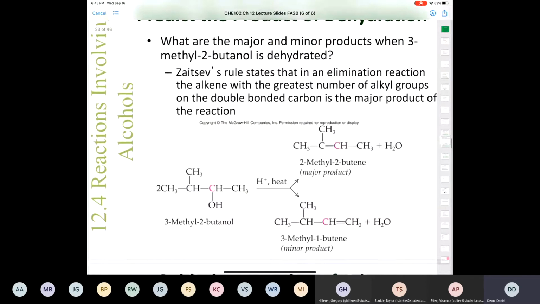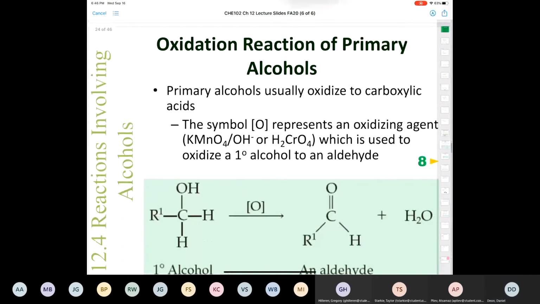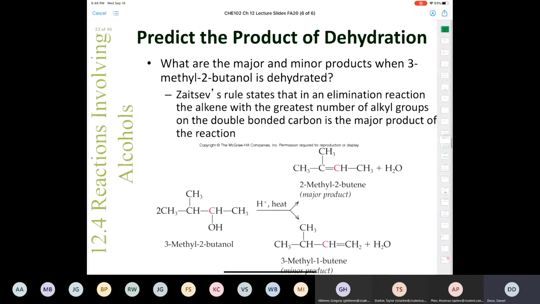Here's another example. It says here, what are the major and minor products when 3-methyl-2-butanol is dehydrated? Zaitsev's rule, this is just repeating, states that in an elimination reaction, the alkene with the greatest number of alkyl groups on the double bonded carbon is the major product of the reaction. I'm going to go over this one again very carefully with you.